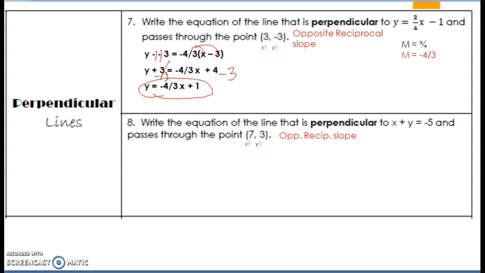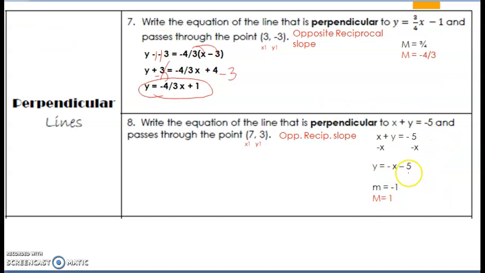So that one was really nice. The equation was solved for y. Not always the case. In example number 8, we still want the line perpendicular, so we want opposite reciprocal slopes. But the equation's not solved for y. So to solve the equation for y, we have to subtract x from both sides to start. Actually, it's already done. y equals -x minus 5 is our equation.